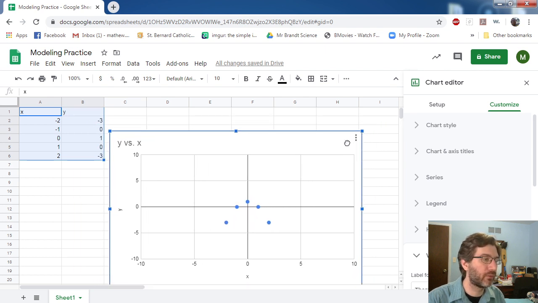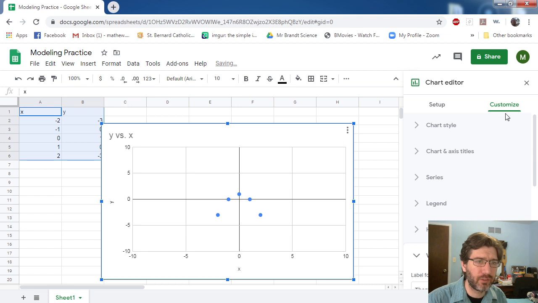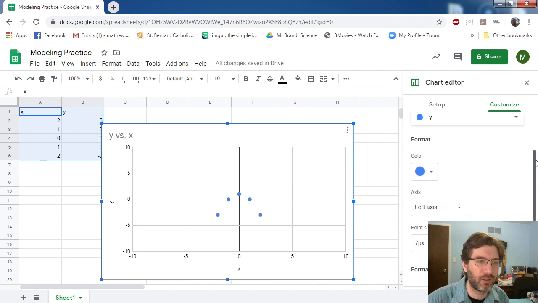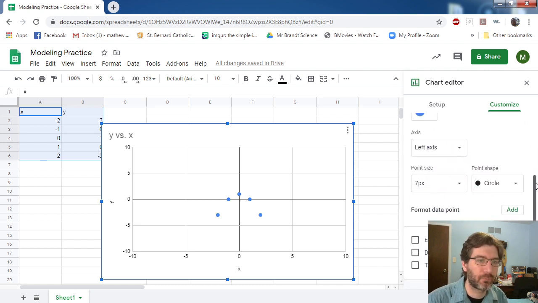So what we're going to do next is over under the Series tab in Customize. If you recall, we did this a while ago. We're going to add a trend line to it, and we're going to click trend line. This trend line is going to predict the data. It's going to say, okay, what line best fits this data set?